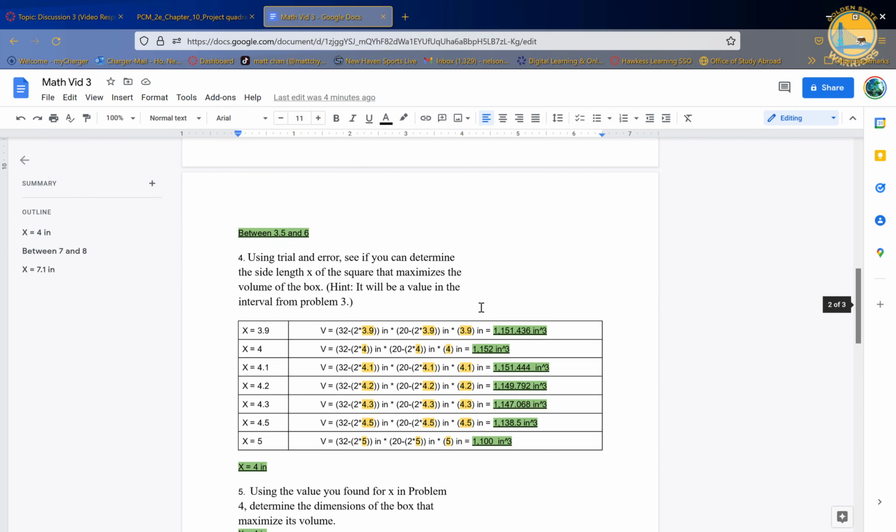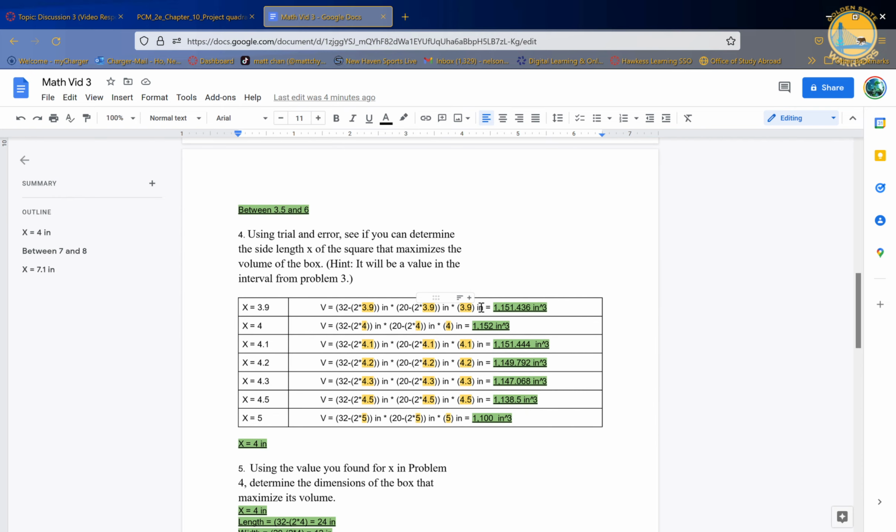Now, number 4. Using trial and error, see if you can determine the side length x of the square that maximizes the volume of the box. And the hint they provided was it will be a value in the interval from problem 3. So we clearly know that it's between 3.5 and 6. So I decided to get a bigger number head start. I decided to go 3.9 right off the jump and end with 5.